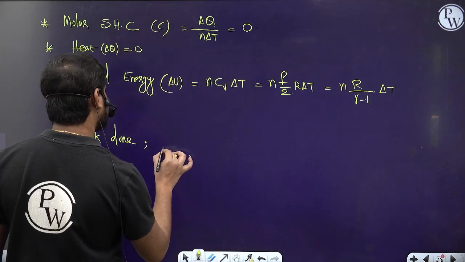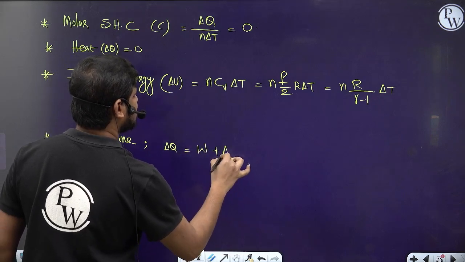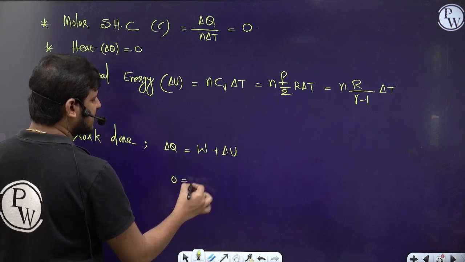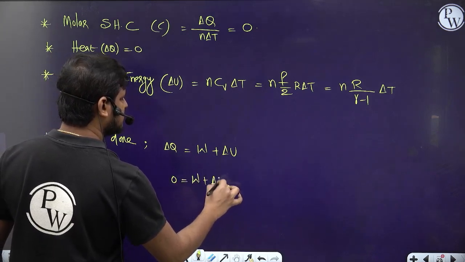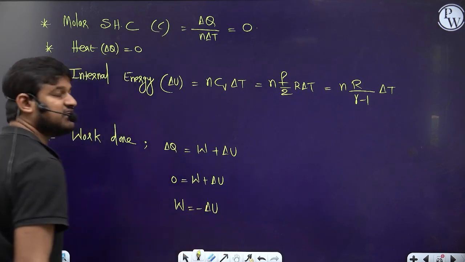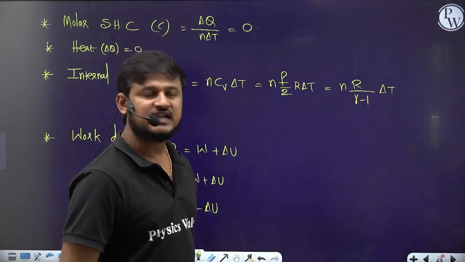So delta Q is equal to work done plus the change in internal energy. Here in the adiabatic process, delta Q is 0, so it is W plus delta U. So here the work done will be equal to minus the change in internal energy. That's it. Here the internal energy is changing.